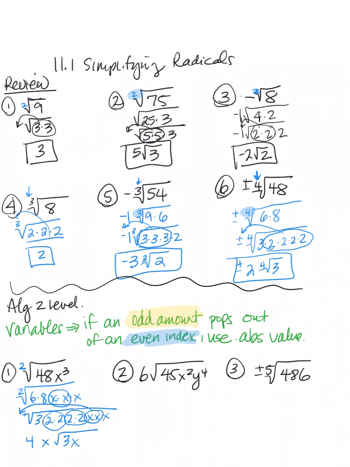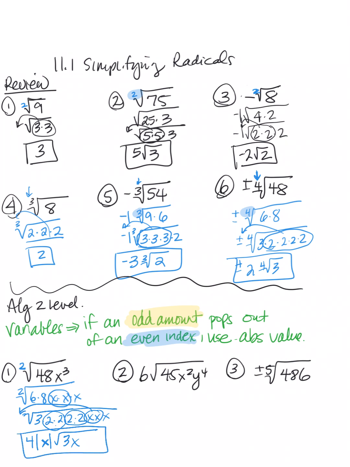Now remember the rule. It says if you take an odd amount of a variable out of an even index, you got to use absolute values. So look at my x. Did I take only one of them out? Yes. So I have to put absolute value bars around that. This is what my final answer will look like.